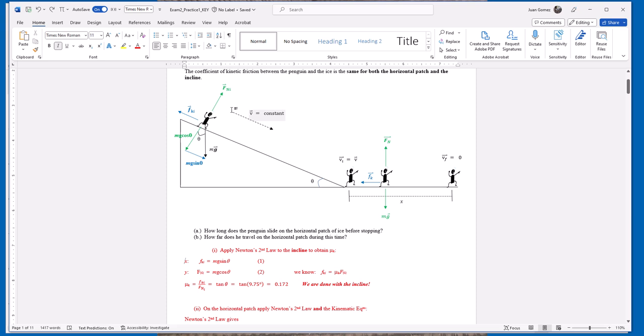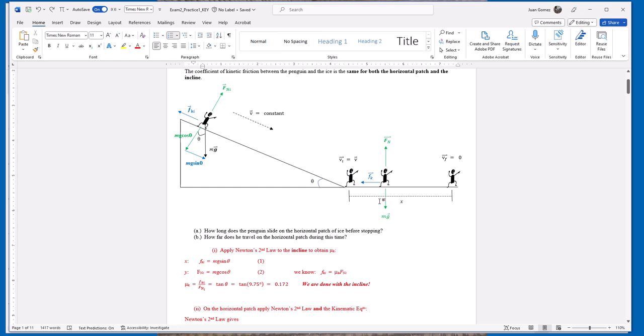Well, remember, its speed along the incline is constant. So when it gets to the bottom of the incline, when it first touches the horizontal, it has some initial speed vi. Well, that vi is going to be v, because the speed doesn't change until the penguin gets to the horizontal. Right when it hits the bottom of the incline, the speed is constant, so that speed is v. But that's the initial speed for the horizontal. So the constant speed along the incline becomes the initial speed along the horizontal.